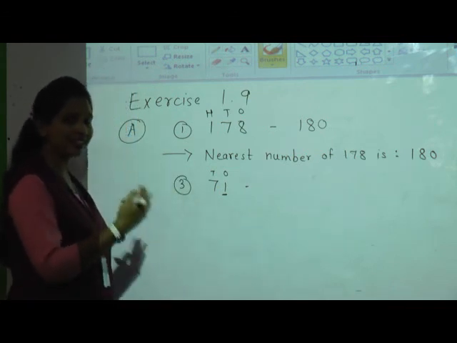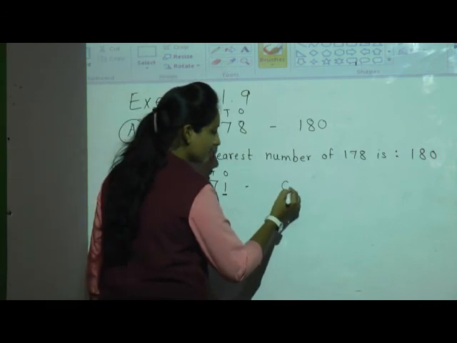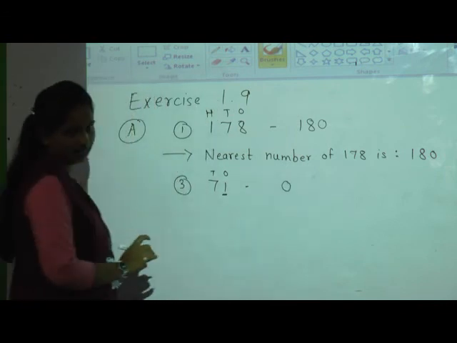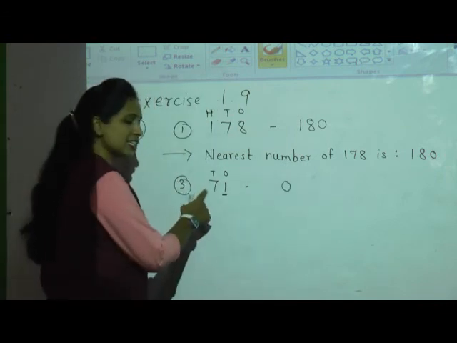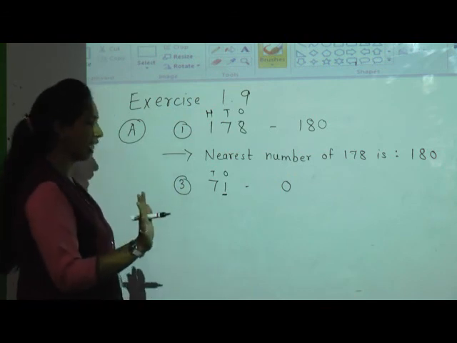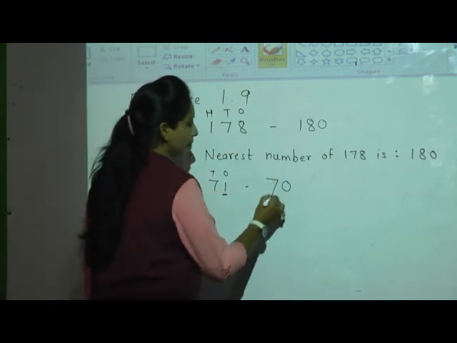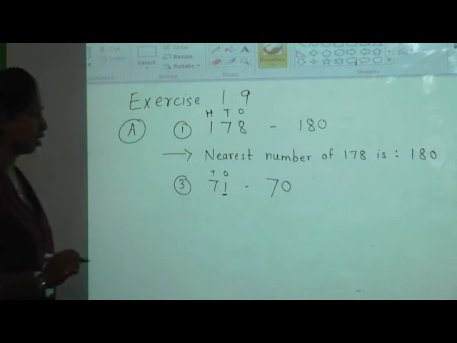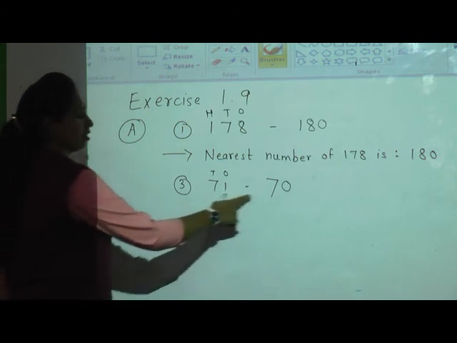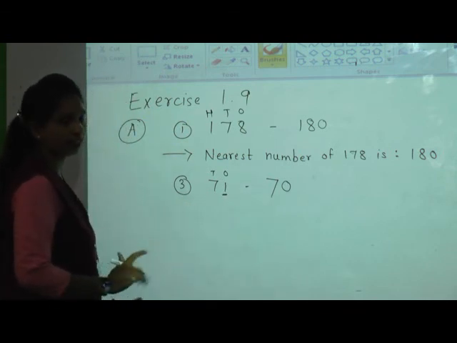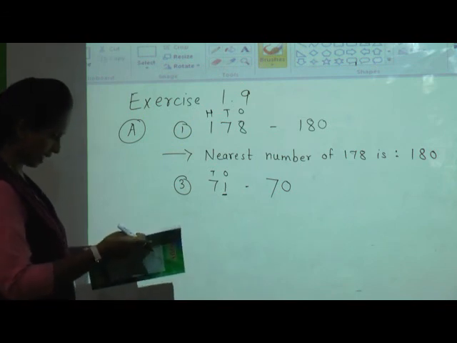So when it is less than 4, place the 0 at ones place, and the tens place also without changing any number. We have to write the number as it is. So the answer is 70. Got it? Let me explain one more example for you.